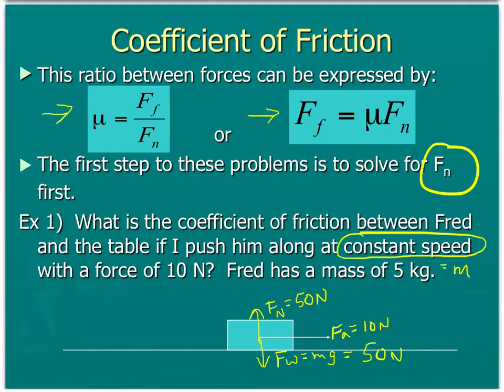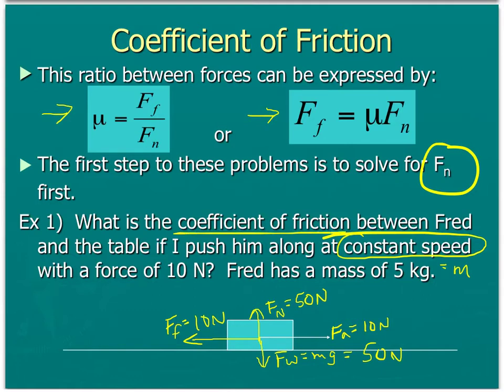I'm pushing Fred with an applied force of 10 newtons, so here's my applied force. A very important piece of information is that Fred is moving at a constant speed, so my F net in the x direction is also going to be 0. That tells me my force of friction, which I draw opposing motion, is equal and opposite to my applied force, so in this case that's 10 newtons. That's what your free body diagram would look like.